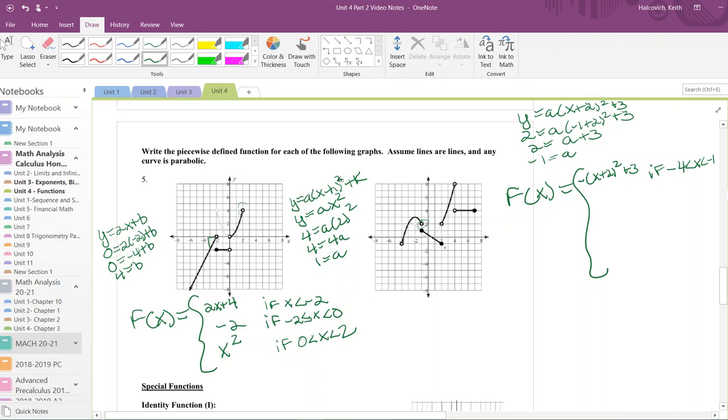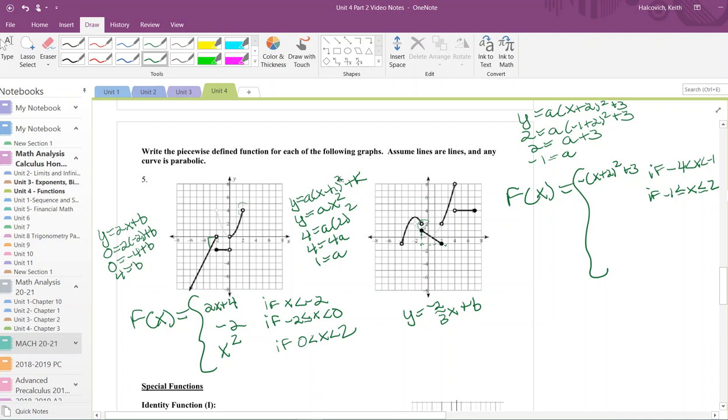Then we have a line between negative 1 and positive 2. Both of them are equal to. So we have a line, the slope of the line, so you go down 2 and to the right 3. So I know it's y equals negative 2/3 x plus b, because down is negative, to the right is positive.